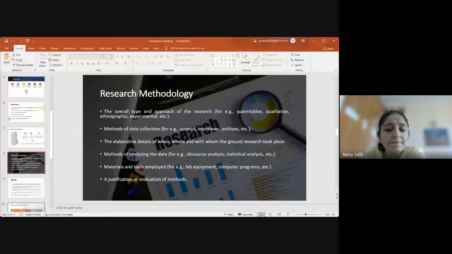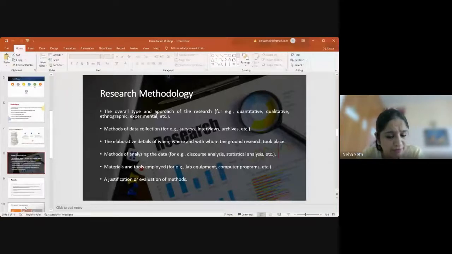Okay, so it also includes the methods of analyzing the data, what kind of methods you are using. Maybe you are using some kind of statistical analysis, maybe some t-test, z-test, ANOVA, whatever test you might be applying. Maybe you are using some kind of econometric tools. Sometimes some experiment that you are doing for analyzing the data that you have collected. So you need to again mention all these things in your research methodology chapter. What kind of materials or tools you have employed.